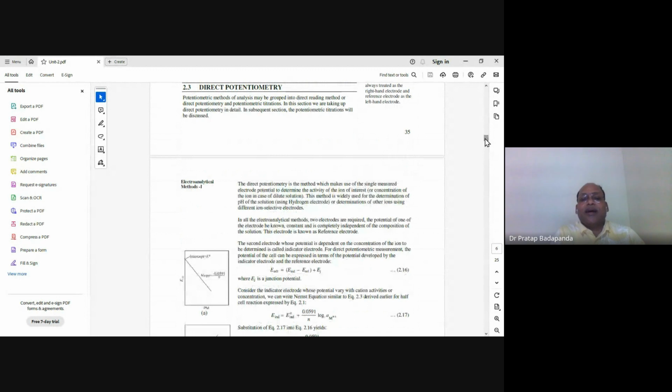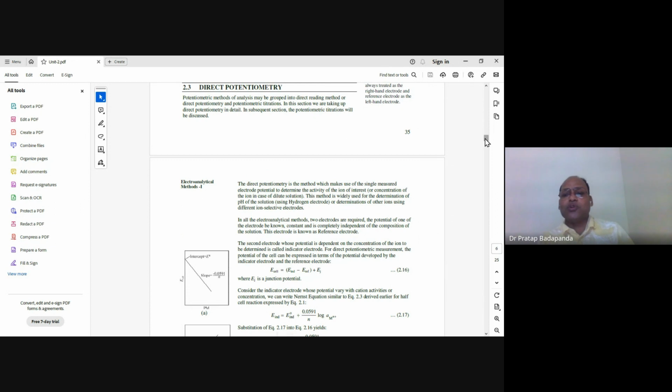In direct potentiometry, it is a method which makes use of a single measured electrode potential to determine the activity of the ion of interest. So only a single electrode, like copper or zinc, you have to use. You calculate how it behaves, and which ion is of interest. Suppose you have to work with any kind of ion, on the basis of that you use the direct method.